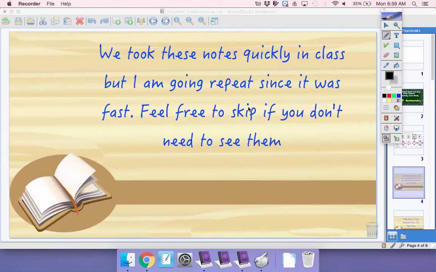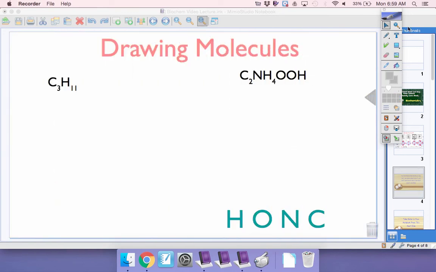Now we're going to move on to drawing molecules. Once again, we did this in class, so if you already know how to do this, you don't need to do it again. Feel free to skip it, but if you haven't taken chemistry in a while, I suggest you watch it just as a reminder. I'm going to draw 2 molecules for you guys. The first one's a little bit more simple, and the second one is more complex.